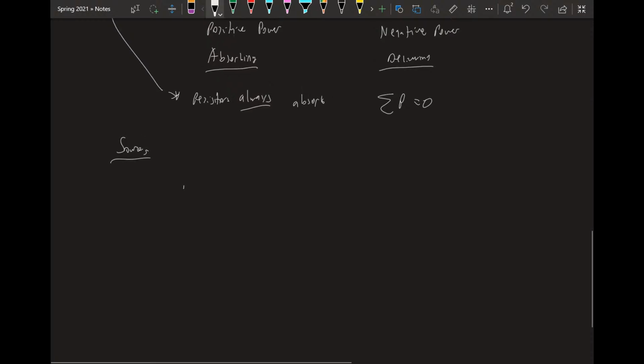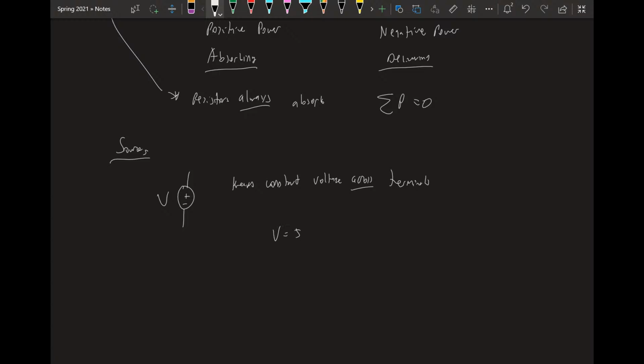If you remember, a voltage source keeps a constant voltage across its terminals. If this V, let's say V equals 5 volts, we'll call this node A, and we'll call this node B.